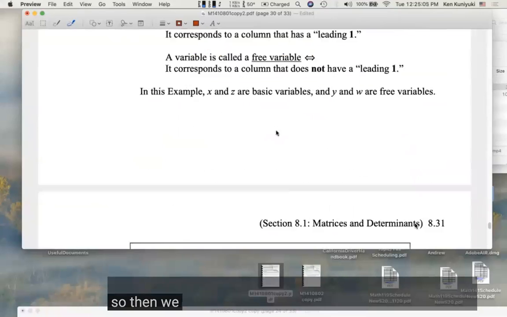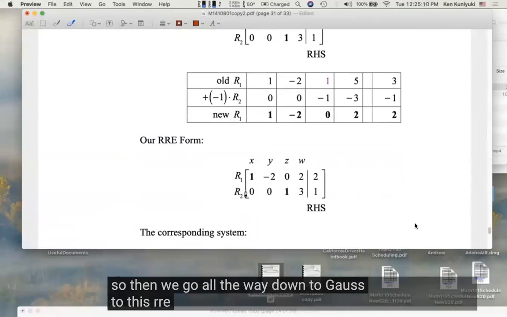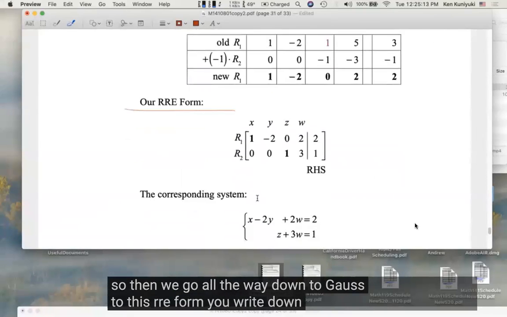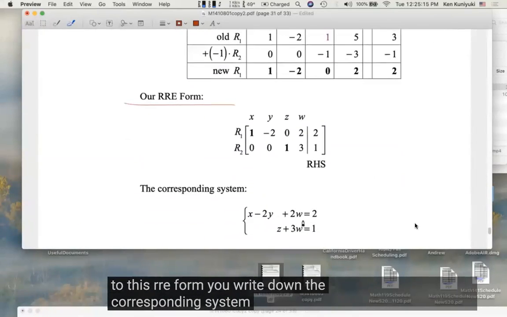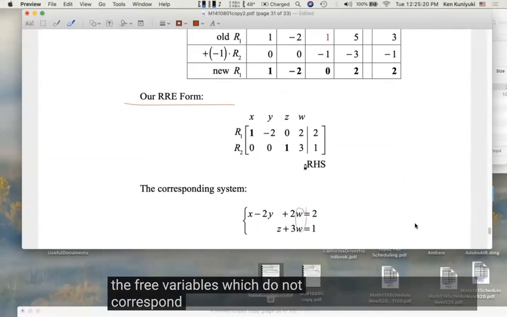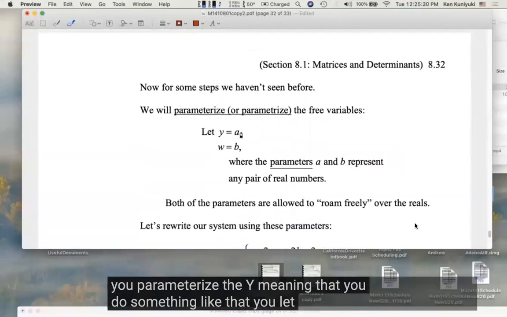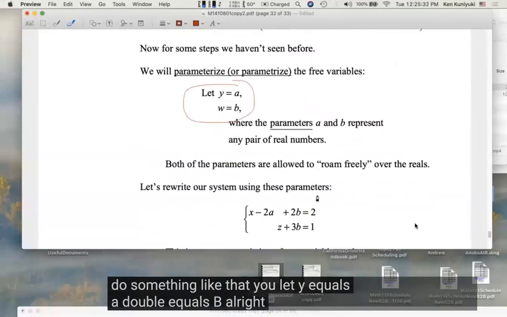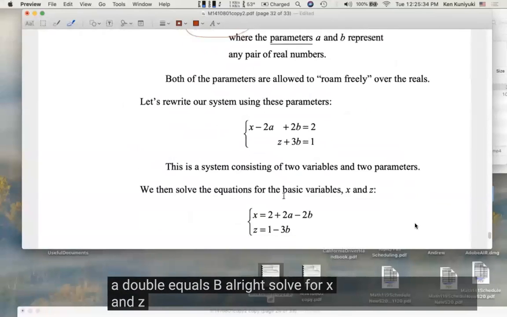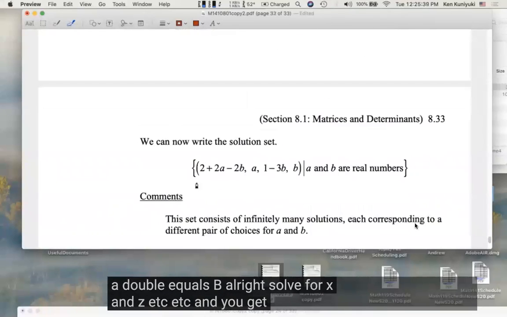So then we go all the way down to this RRE form. You write down the corresponding system. You parameterize the free variables, which do not correspond to the leading 1 columns. You parameterize the y, meaning that you do something like you let y equals a, w equals b. Solve for x and z, et cetera, and you get a solution set of this form.